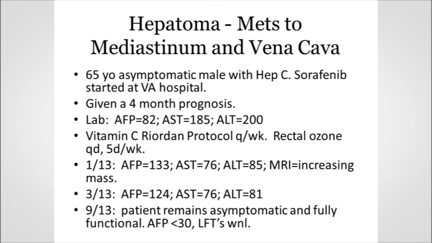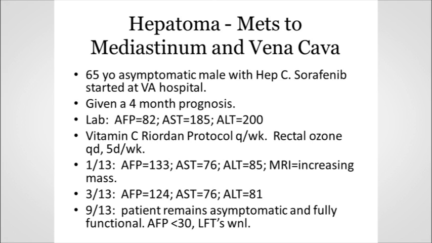His alpha-fetoprotein was 82. His enzymes were way high. We did the vitamin C every week. We gave him rectal ozone, because rectal ozone goes straight to the liver. Sure enough, a couple months later, his AFP is all the way up to 133. That's actually good, you know, getting some cancer die-off. His enzymes are coming down. The MRI shows an increasing mass. I take that to be swelling. And then the AFP starts going down.